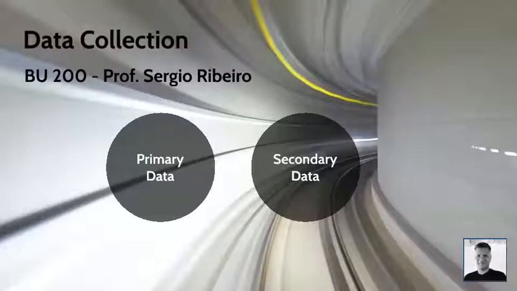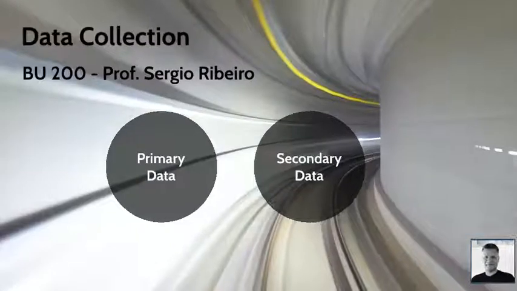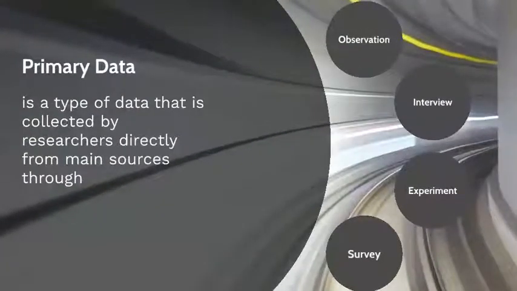So you can collect data from primary data or secondary data. In this lecture, we will understand the difference between using primary data or secondary data. So let's start talking about primary data. Primary data is a type of data that is collected by the researcher by yourself directly from the main source, like observation, interview, experiment, survey.